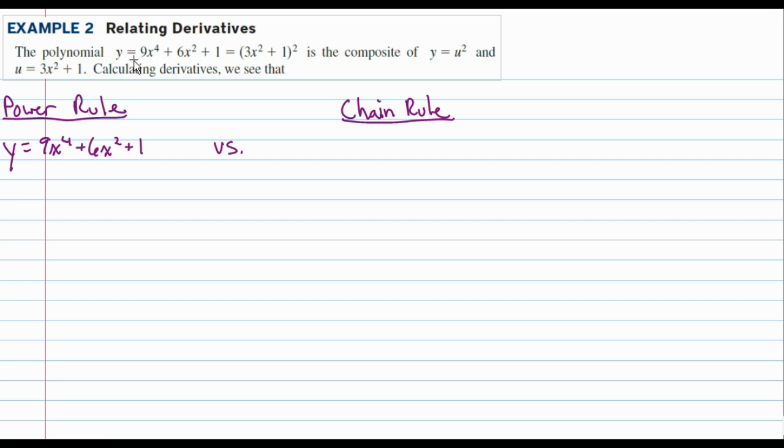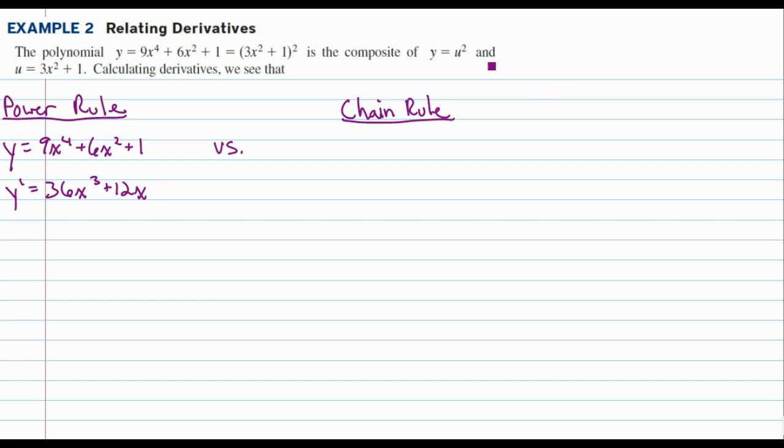The polynomial, this guy, also equals 3x squared plus 1 squared, so a binomial squared. They want us to find the derivative of this. Well, I know what you're saying, Ms. Larson, I can just take the derivative of this polynomial. Okay, so let's do that. Y prime equals, let's see, 36x cubed plus 12x and then plus 0. So now we know what our answer is going to be, but now let's practice the chain rule.